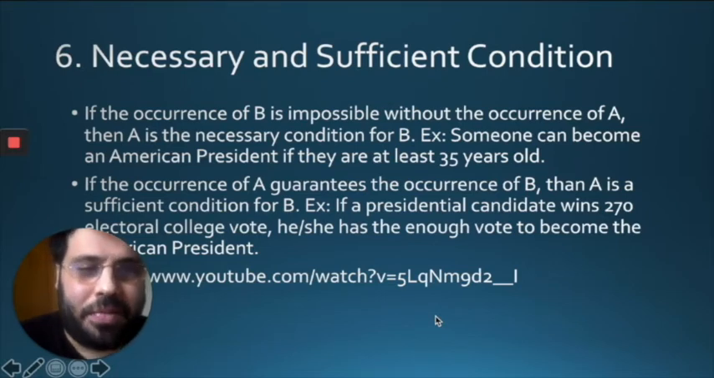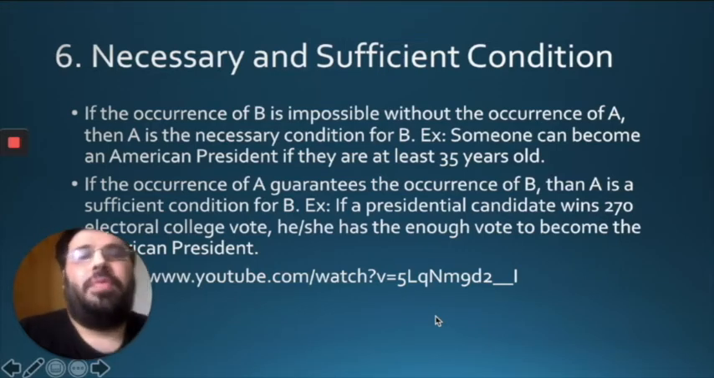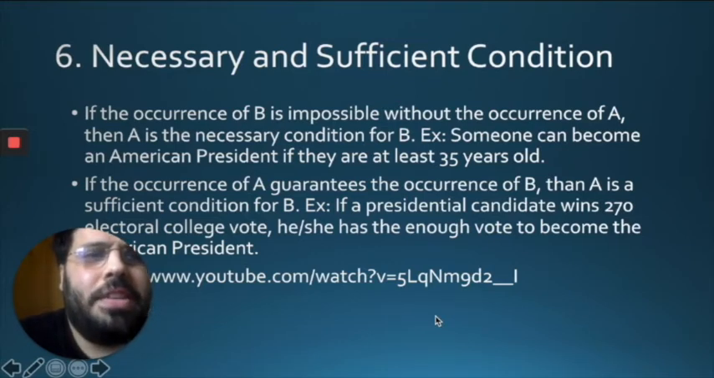But it is not sufficient, right? Not everyone older than 35 becomes American president. That is impossible. So it is not a sufficient condition, but it's a necessary one. You need to have this prior condition to aim for the American presidency.